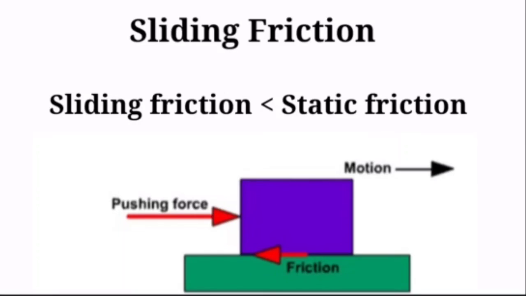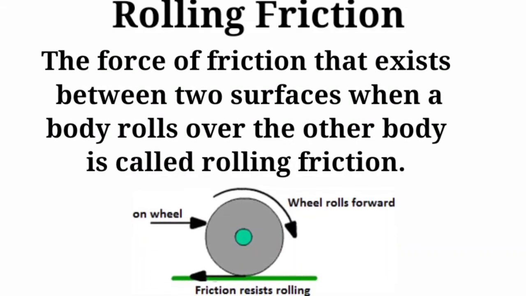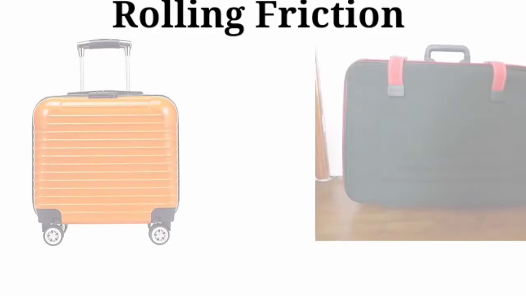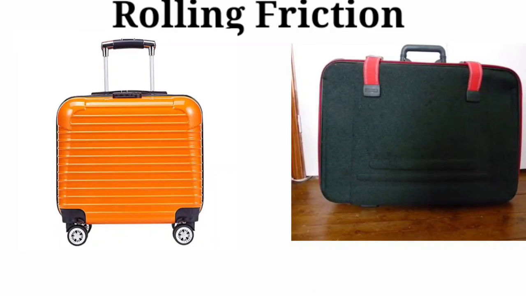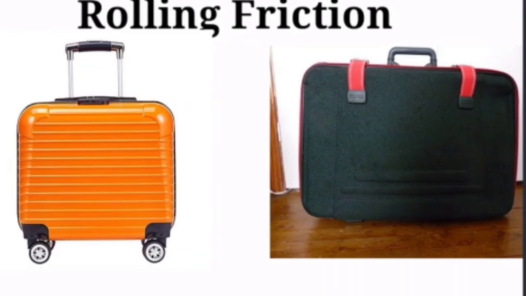Now let's discuss rolling friction. The force of friction that exists between two surfaces when a body rolls over the other body is called rolling friction. Example, it is easier to move a suitcase with wheels than one without wheels. It is because of rolling friction.